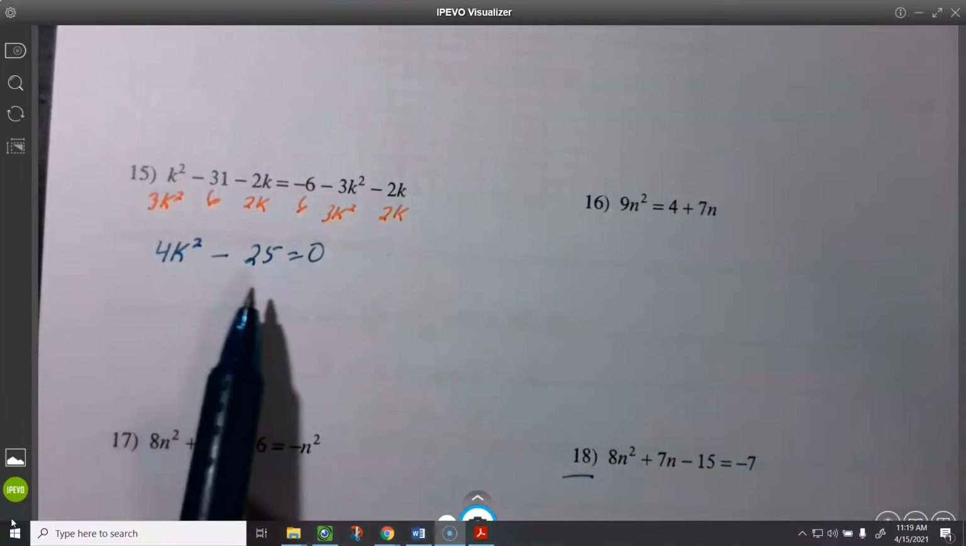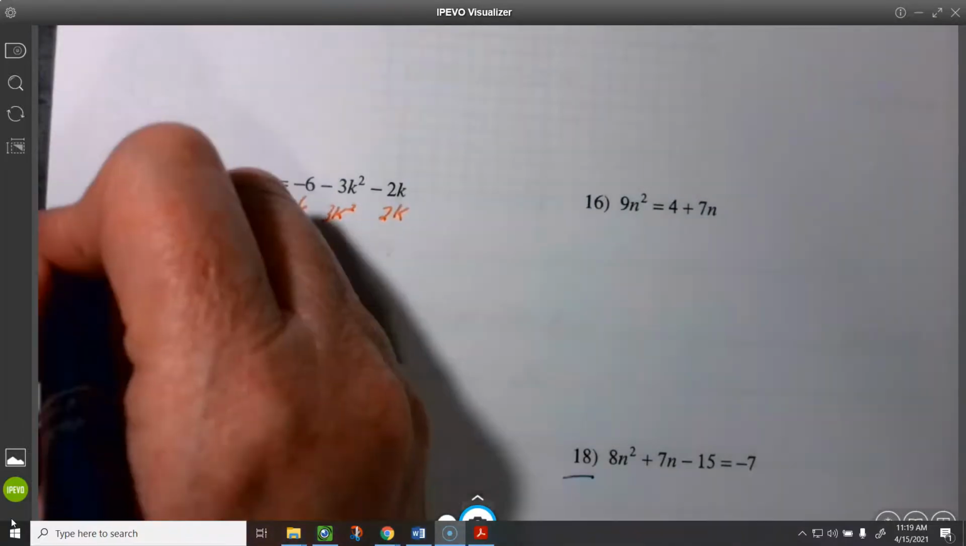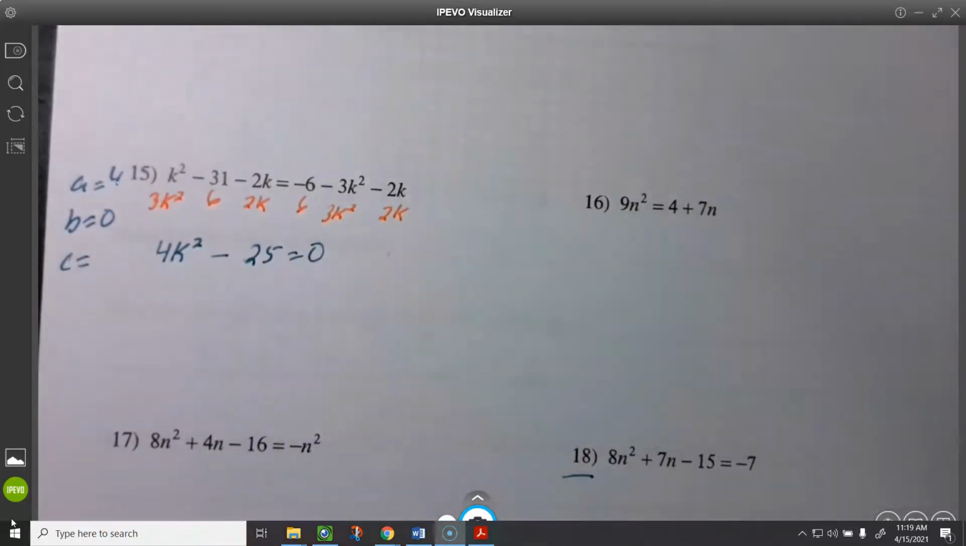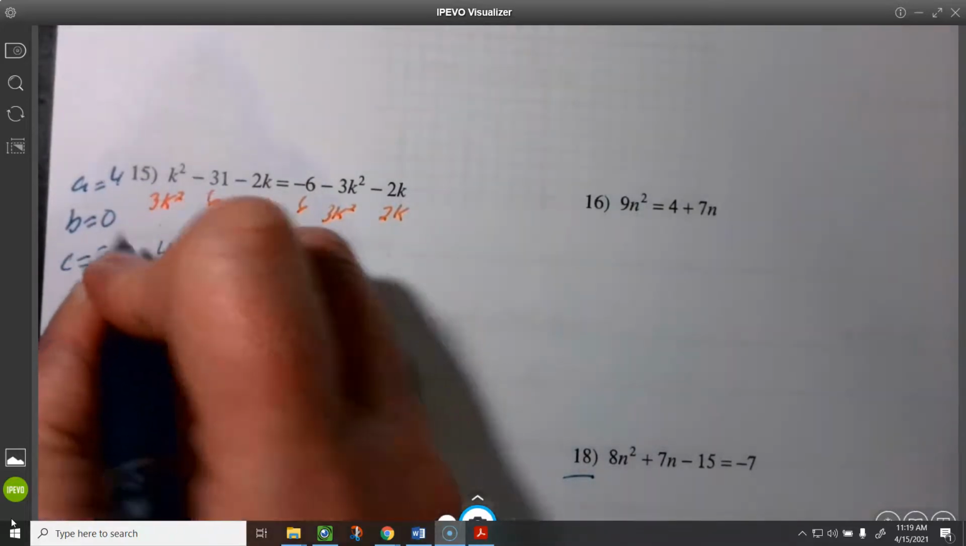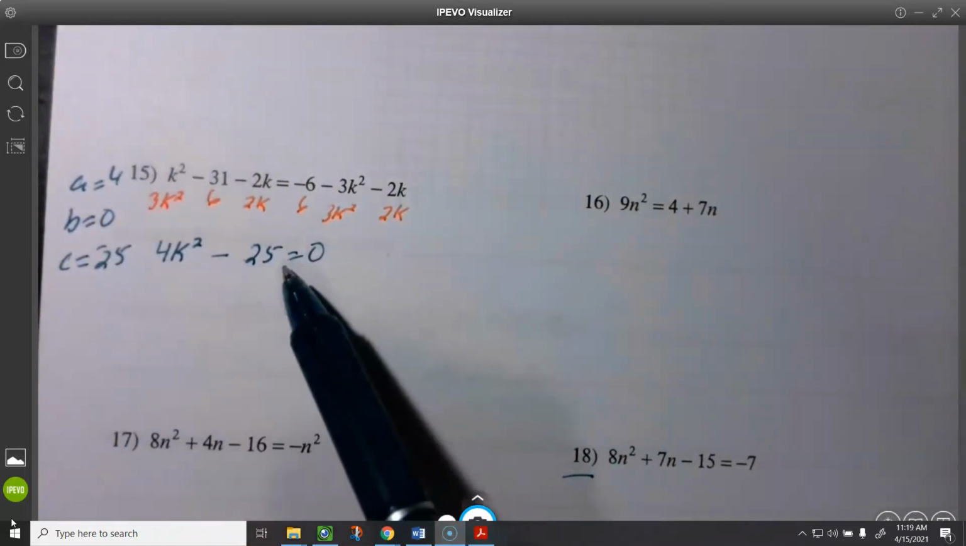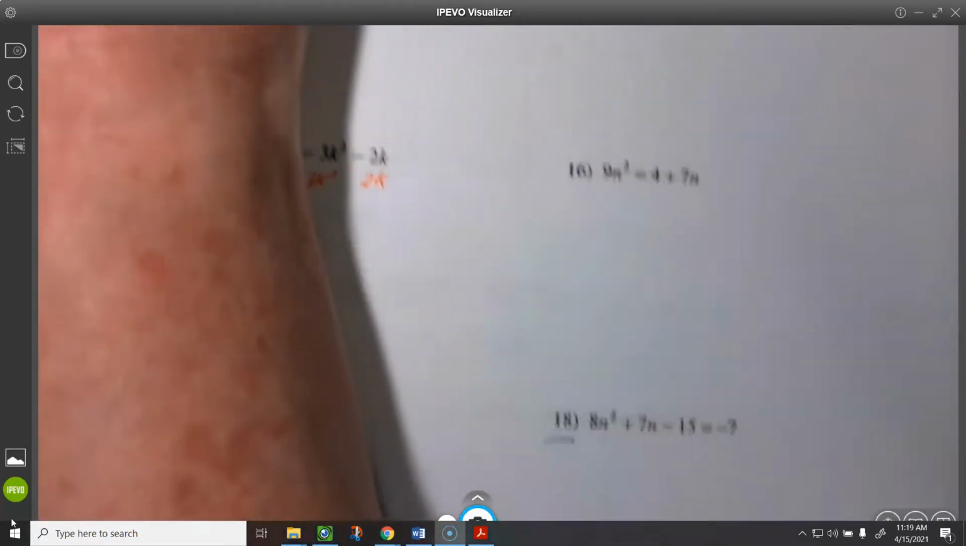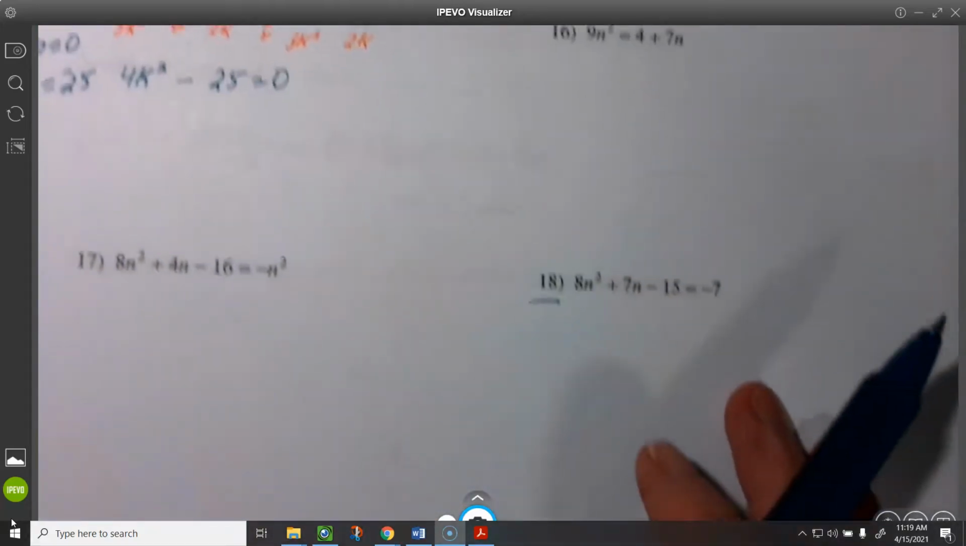And look at B on that one. What's B? B is 0. Pretty much doing the whole problem for you, but that's okay. So A is 4, B is 0, C is negative 25. Do you see how you can factor that one so nicely? Anyway, try it by quadratic formula, just so that you get the practice.